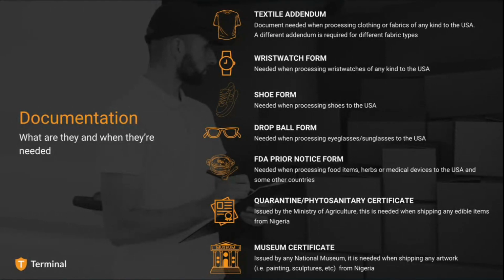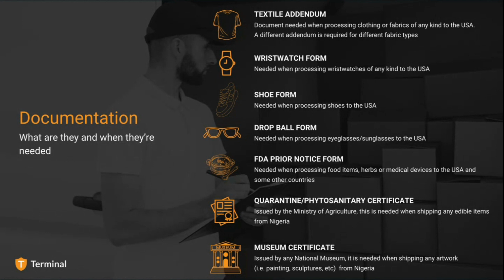Then we also have quarantine certificate or phytosanitary certificate. This is issued by the Ministry of Agriculture, and it is needed when you're shipping any edible items from Nigeria, be it food, be it herbs, as long as it is edible, it is needed before you can ship it. And here at Terminal, we can actually assist you with obtaining this document if you don't have access to getting it, right?